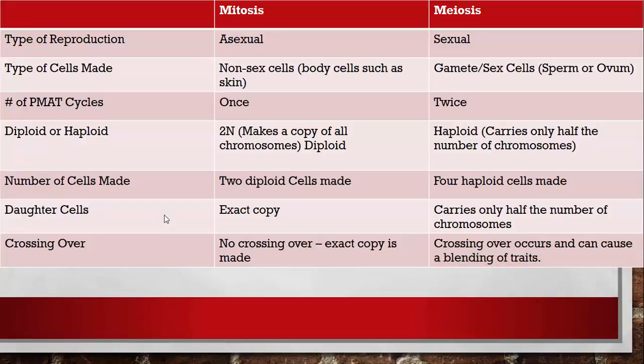And you can get a blending of traits. Crossing over occurs. For example, if you cross straight hair with curly hair, you're going to get a blending of traits and you're going to get wavy hair.